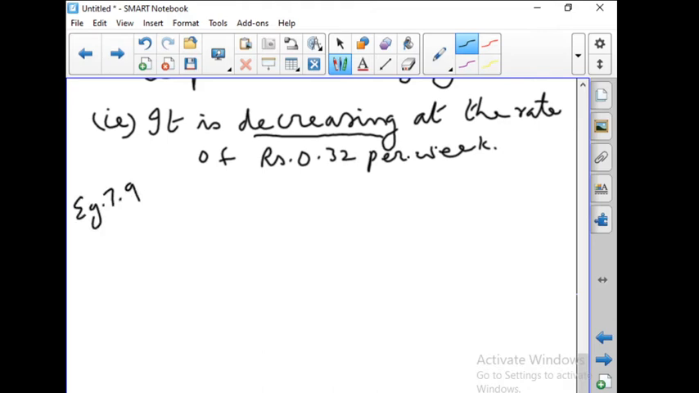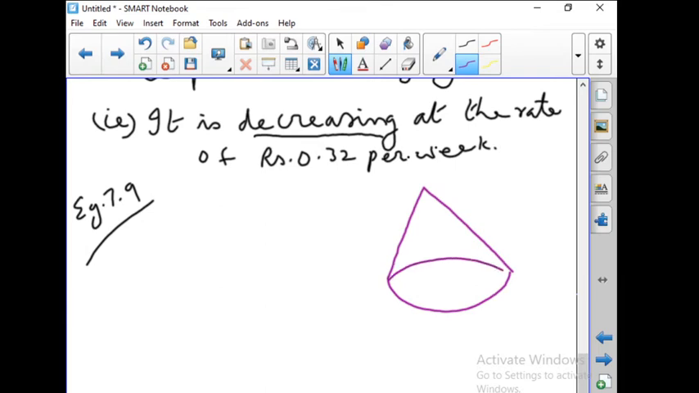Example 7.9. Salt is poured from a conveyor belt at a rate of 30 cubic meters per minute, forming a conical pile. You would have seen, when a building is constructed, a pile of sand. Likewise here it is a pile of salt. So this gives you the height h and this is r, and it forms a cone.